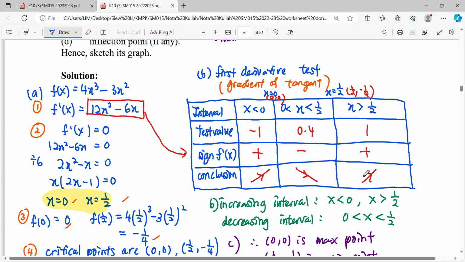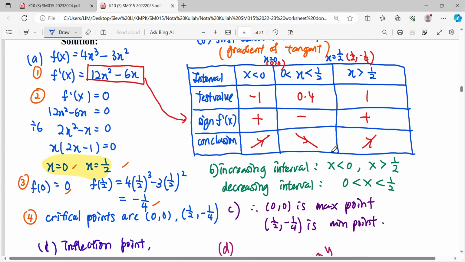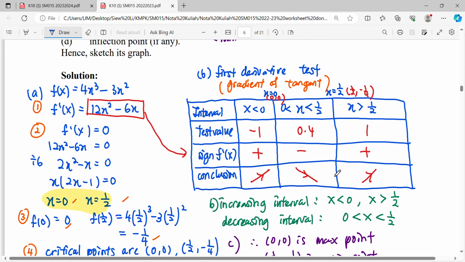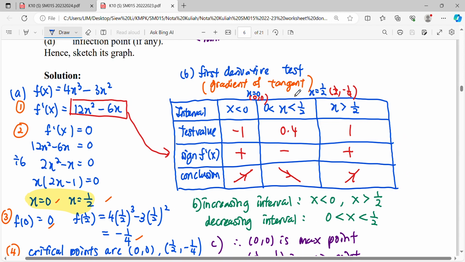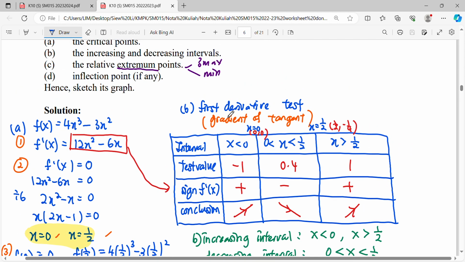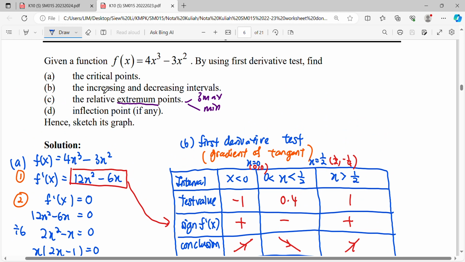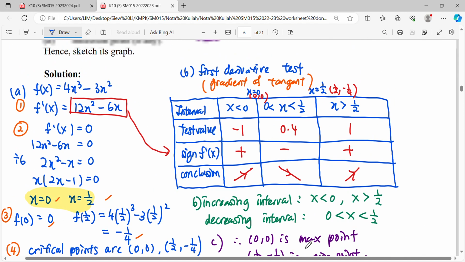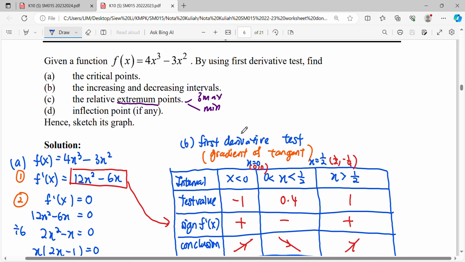Other than that, besides using the first derivative test, we can also use the second derivative test. This is an alternative method we can use besides using the table. So why do we use this first derivative test? Because from the first derivative test we can identify the increasing and decreasing intervals, and at the same time we can conclude the maximum and minimum points. Other than the first derivative, the second derivative test is an optional method.